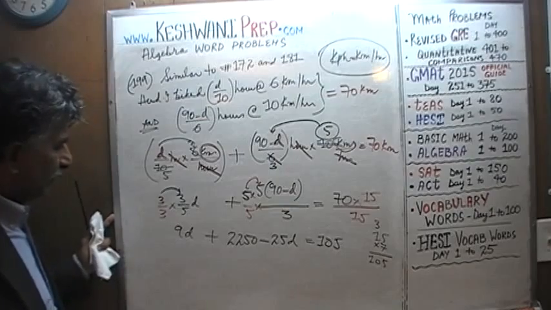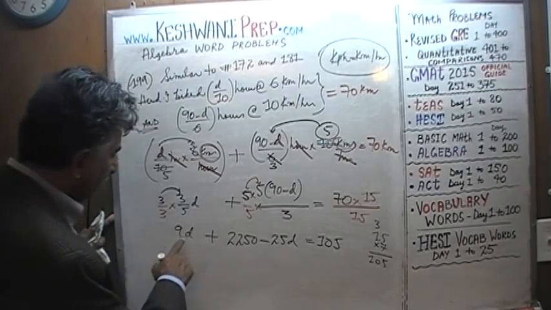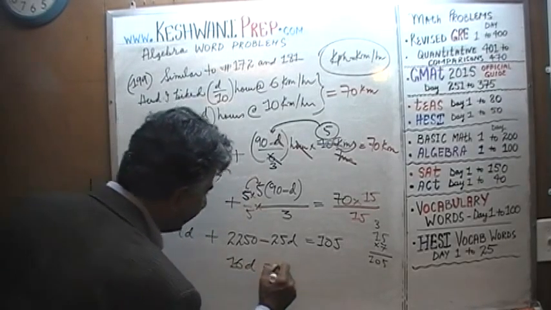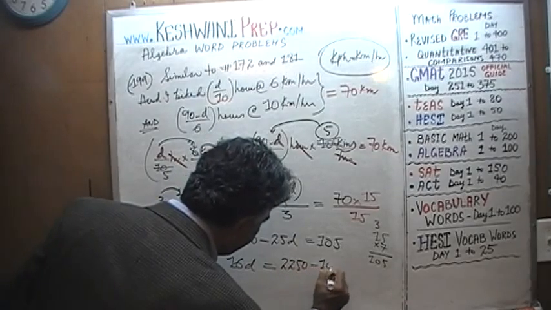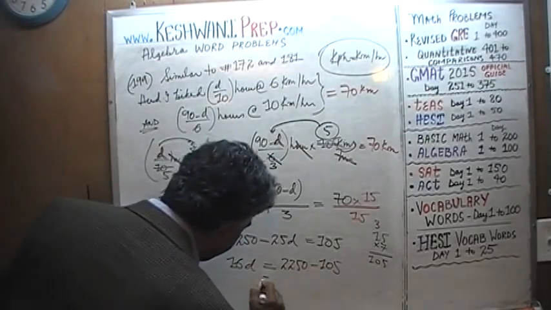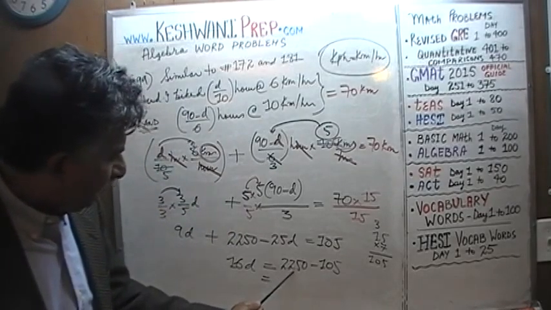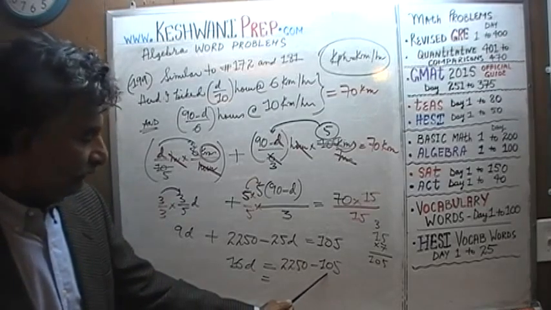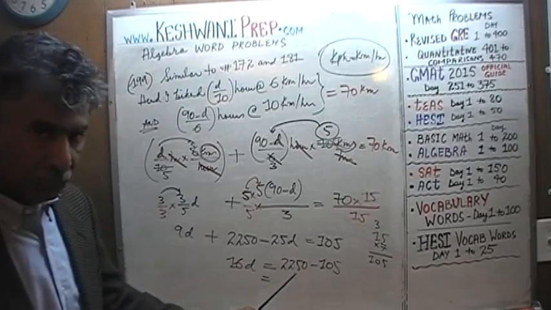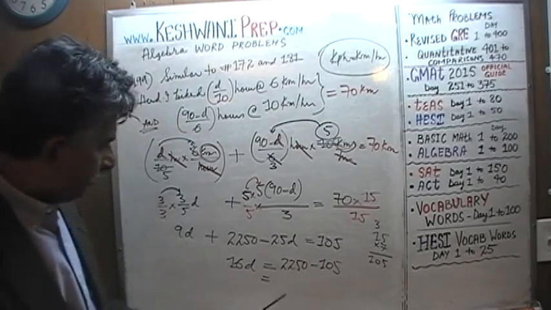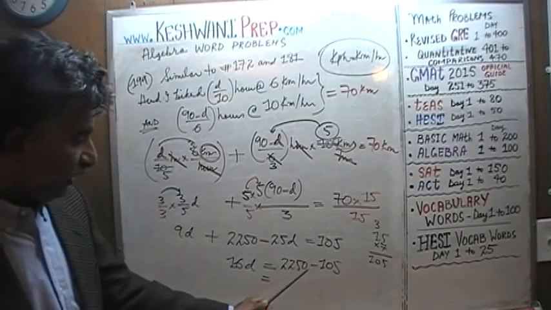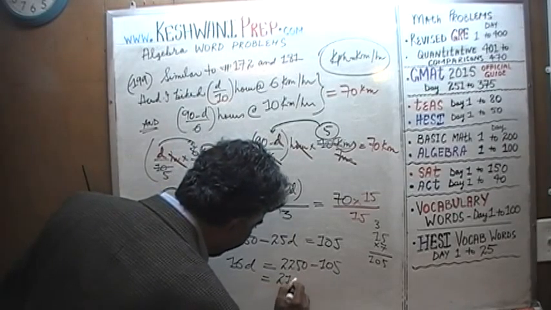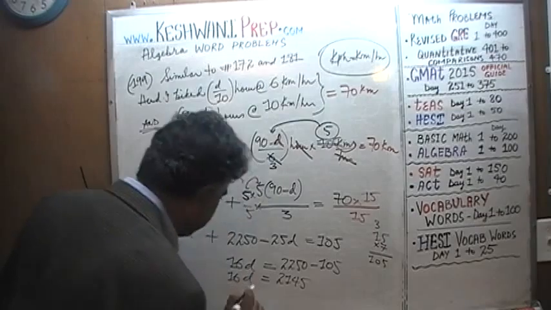Let's see what we can do. We're getting a negative quantity here. Of course, we're getting a negative one because we have a large number here. So 25 minus 9 is going to be 16. 16D equals 2250 minus 105. Let's find out what that is. 250 minus 100 would have been 150. We're not subtracting 100, we are subtracting 105. So one more time, 250 minus 100 would have been 150. It's not going to be 150, it's going to be 145, because we're subtracting 105. So 145. Voila.